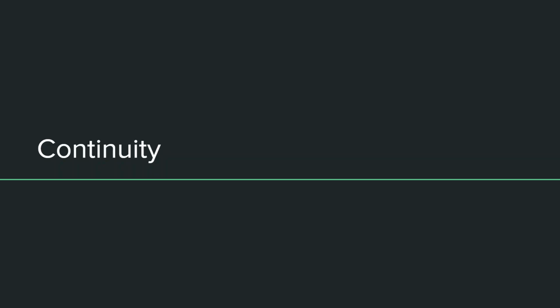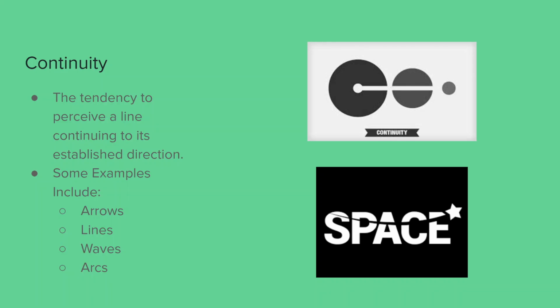Third up, we have the principle of continuity. Continuity is the tendency to perceive a line continuing in its established direction. In the image on top, you can see 3 circles of varying shapes and colors. There is an invisible line running through all 3, and your eyes are immediately drawn to it, and you can follow through the image. This is the principle of continuity at work.